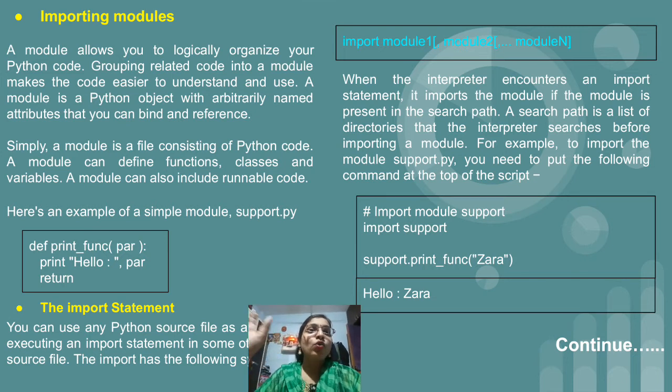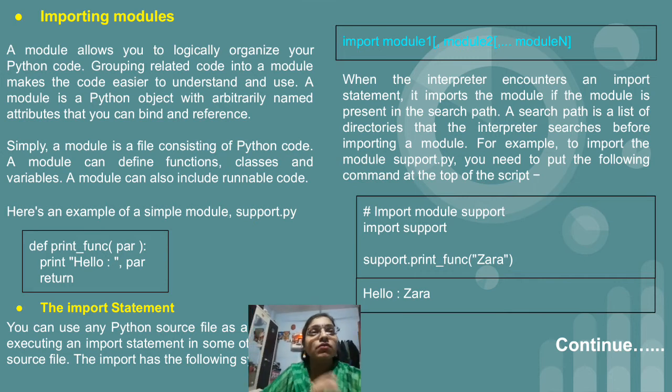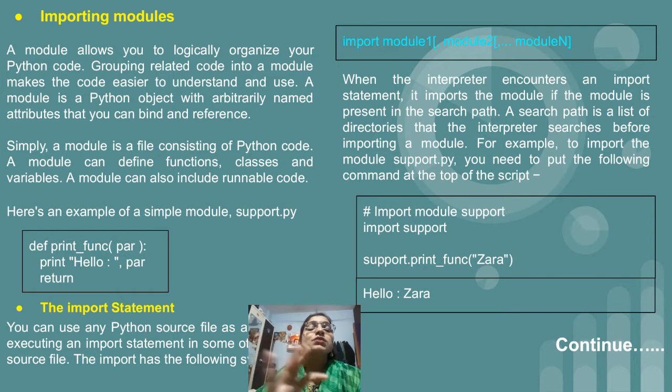Whatever we have written is nothing but the module we have created, and the name of the module is the same as the name under which you have saved that file. So you should save this file with the name support.py. Support is nothing but one module which contains one ready-made function, that is print_func.